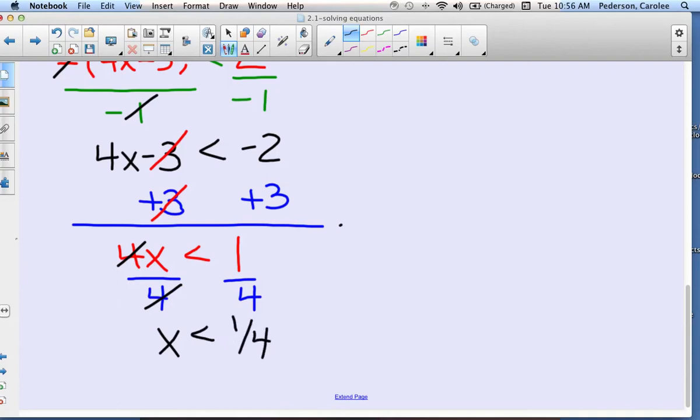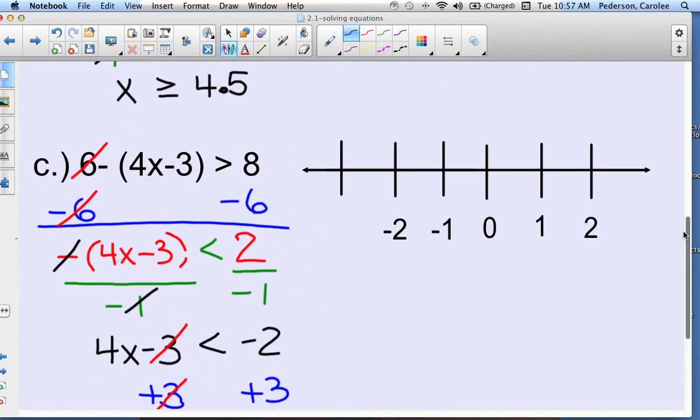X cannot include 1/4. So 1/4, open circle, so it's closer to the 0, and it's less than, so we're going to go off to the left.